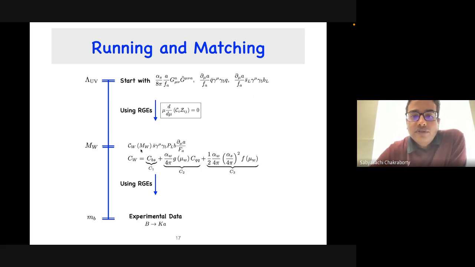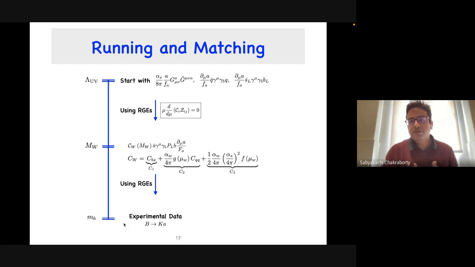You run it down to the W mass scale where you have this operator, you match it with the Wilson coefficient. The Wilson coefficient will have contributions from all three operators. CBS is the contribution from this one, CQQ is the contribution from that one, and C3 is the contribution from this one. Now, once you have the Wilson coefficient, you can run it down again to the bottom mass scale where the B physics experiments are running. And that's how we can probe what the scale is.